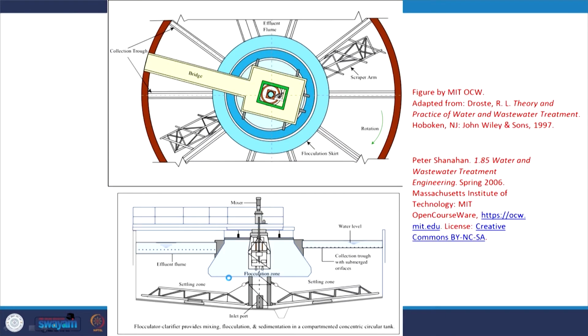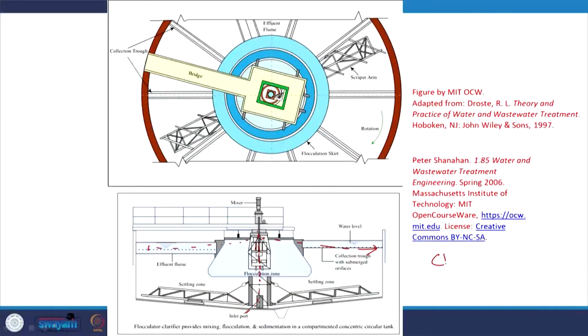But the most widely used ones are going to be these circular sedimentation tanks, where the water comes in from the bottom, and here you have flocculation, right, and then it flows radially. With respect to efficient usage of area within the tank for sedimentation, this is not as good a design as the rectangular tanks or such.